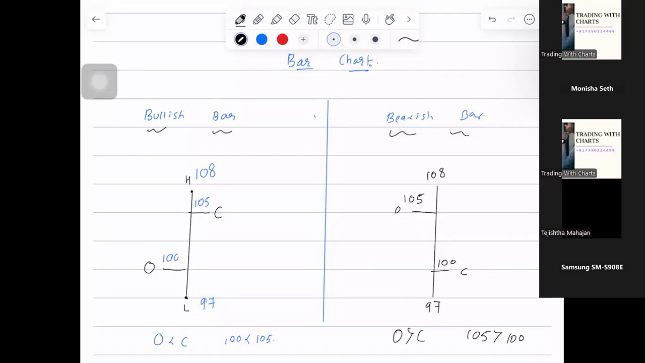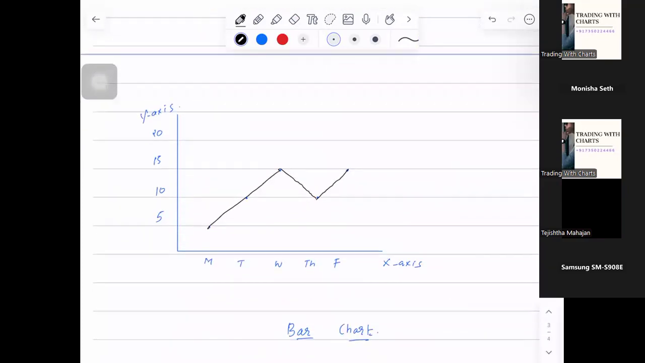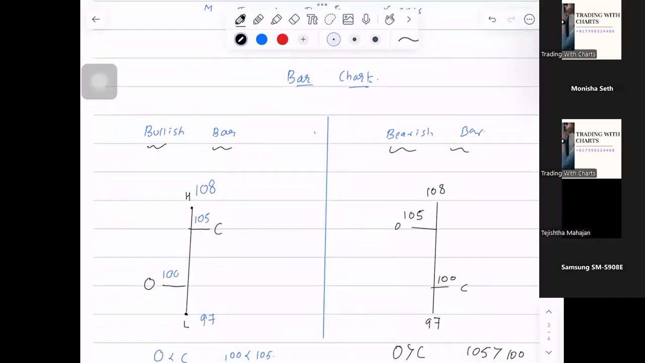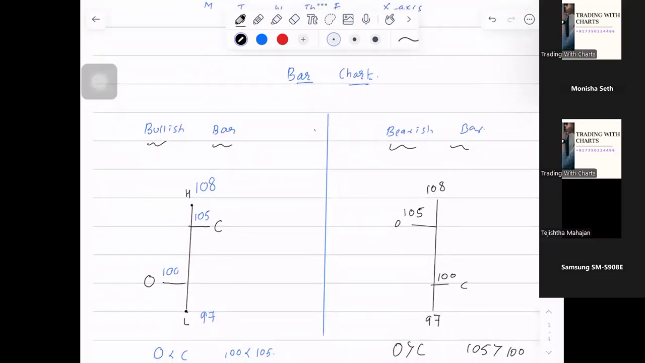Now compare this bar chart with the line chart and tell me which graph is giving you more information. आपको ज्यादा इंफॉर्मेशन कहां से मिल रहा है? From the line graph or from the bar chart?